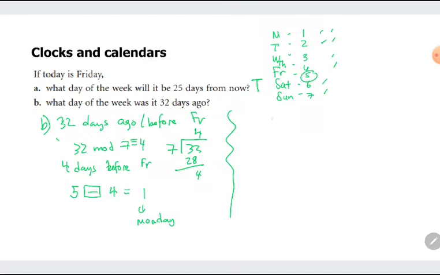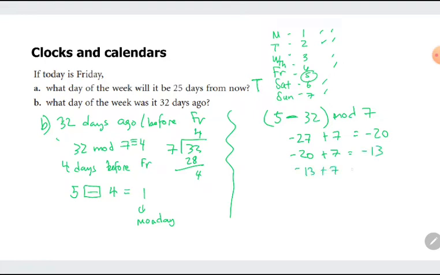Let's verify using the other method. You have a 5, ago, so subtract 32 days, modulo 7. So 5 minus 32, that would be negative 27. So mag-add tayo ng 7 hanggang maging positive siya. Plus 7 is negative 13. Negative 13 plus 7 is negative 6. Negative 6 plus 7 is 1. So also your answer is 1. So the day of the week is Monday.